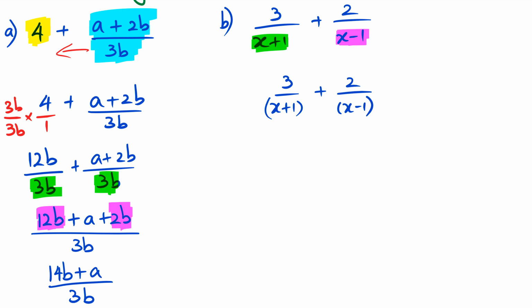I'm going to put both of those denominators in a bracket, but this time I don't have any numbers that I can work with. The only thing I can do is, because it's x plus 1 and x minus 1, I multiply the denominator here by x plus 1 and the numerator by x plus 1. As for the left-hand side fraction, I'm going to multiply by x minus 1 and the numerator by x minus 1.